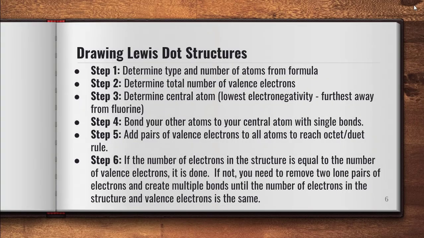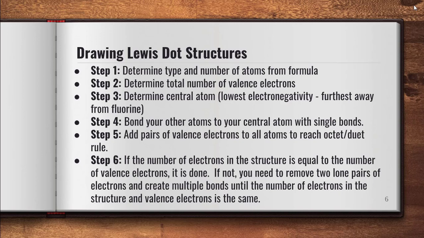Alright, so there's a lot that's really going on here. There's actually 6 key steps to drawing Lewis dot structures. It's really important that you understand and know all of these 6 rules and follow them each and every time. So step 1 is determine the type and number of atoms in the formula. So we need to know what atoms are in the formula, and that's going to help us decide what type of structure we're going to build.